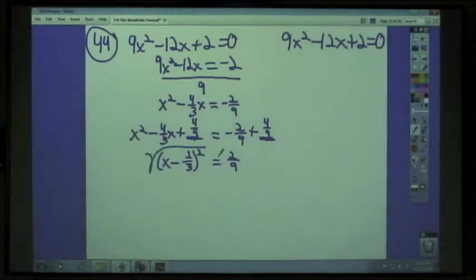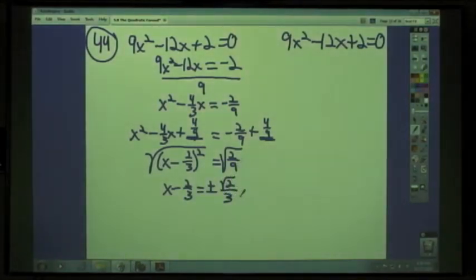When you take the square root of both sides, you get x minus 2/3 equals plus or minus the square root of 2 over 3. The square root of 9 is 3 on the bottom. Then you add the 2/3 over, and so that will be 2/3 plus or minus the square root of 2 over 3. Sorry about that.